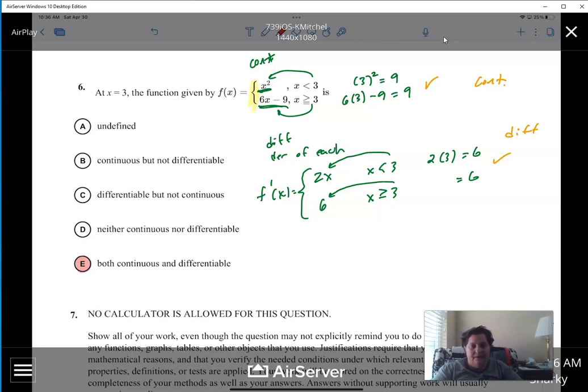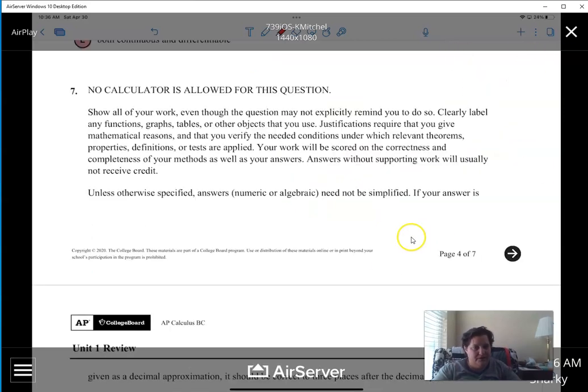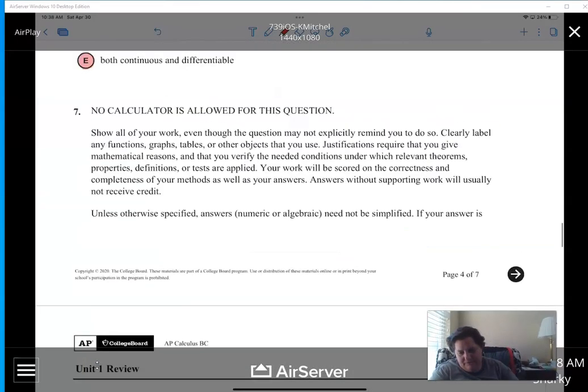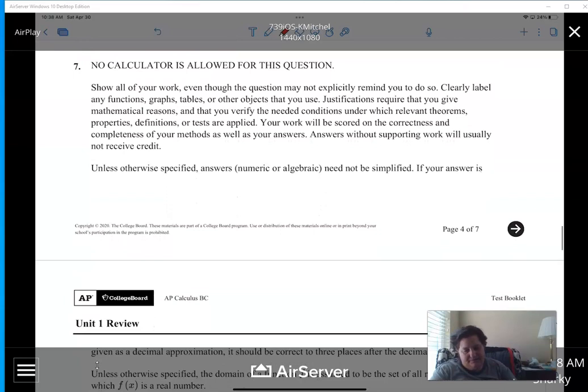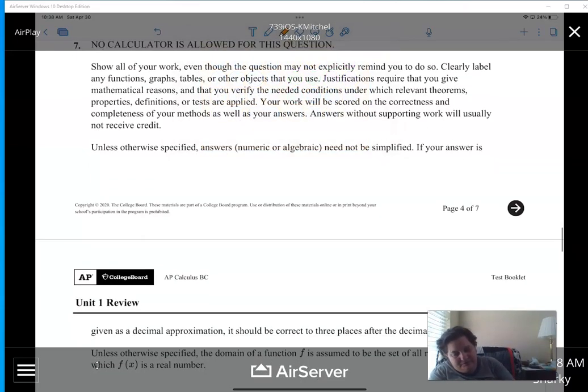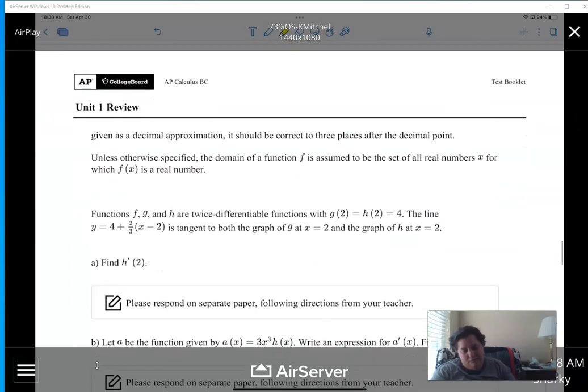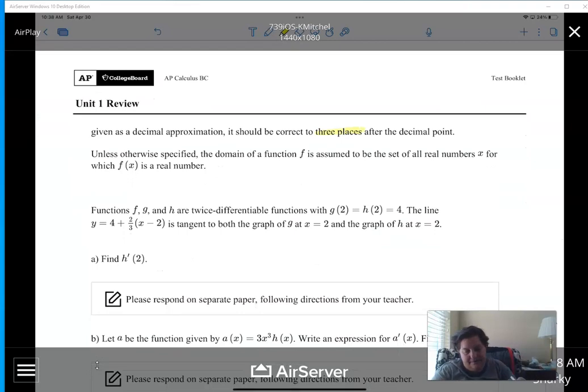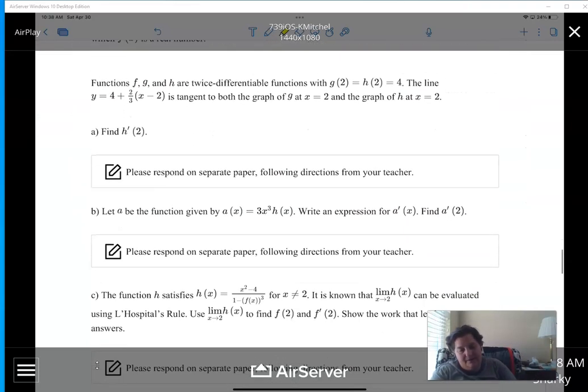Okay? And that looks like that's it for our multiple choice questions. Let's look at a couple of free response here. All right, so taking a look here at number 7, this just kind of tells us about how to simplify. They don't need to be simplified. This is our rule for free response questions right here. All right. 3 decimal places. Okay, here we go.